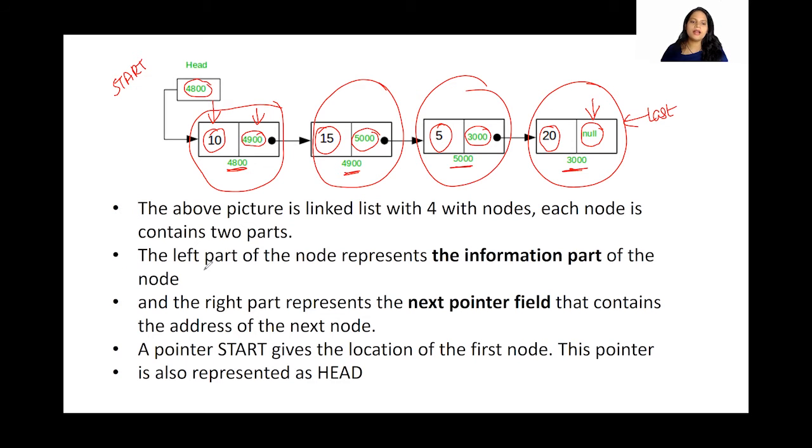Each node contains 2 parts. The left part of the node represents the information part. As I said, the data part. This is also called the information part of the node. The right part represents the next pointer field. Why? Because it is pointing at the next node, isn't it? That contains the address of the next node. A pointer start gives the location of the first node, which is nothing but this one. It is called a head or a start node. Now this pointer is also represented as head. As I said before, this is also called a head.